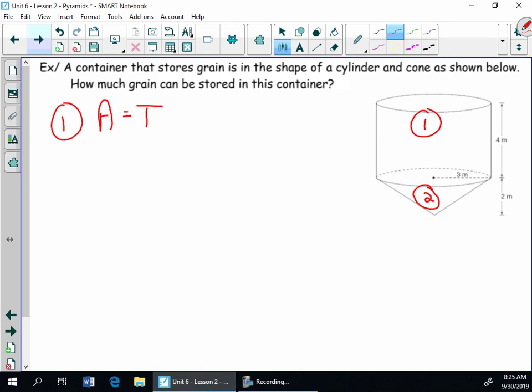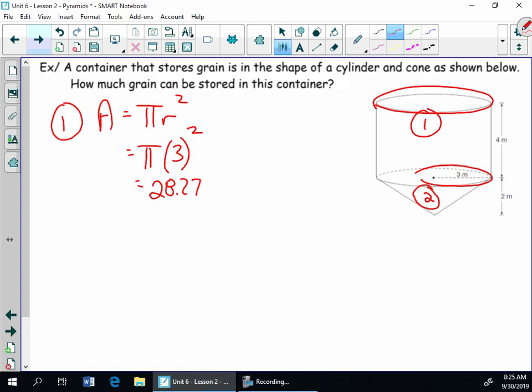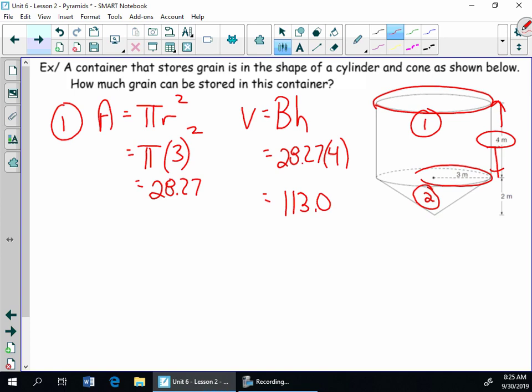I find my base, which is pi r squared, a circle. The radius is, well, it doesn't show it up here, but it does show it down here. It's the same thing, right? 3 squared comes up to 28.27. And my volume is base times height. I'm not dividing by 3 because it doesn't come to a point. It's a cylinder, a flat space. And the height is 4 right here, top to bottom. Okay, take that in, we get 113.08 meters cubed.